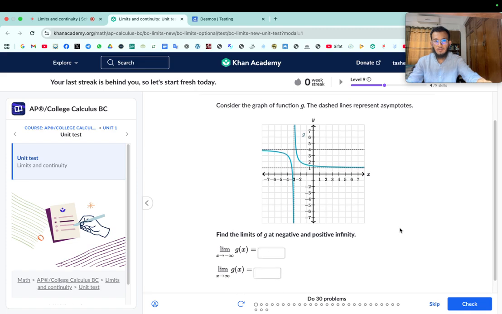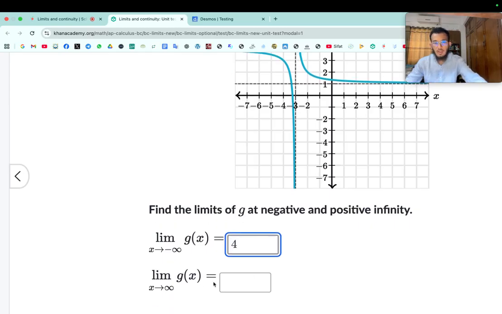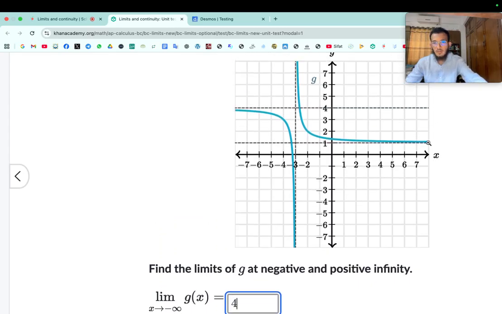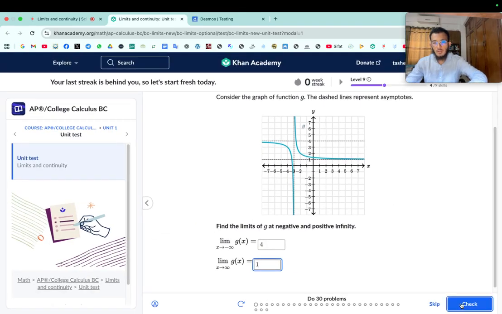Okay, so consider the graph of function g. The dashed lines represent asymptotes. What are the limits of g at negative and positive infinity? Okay, so what is the limit of g at negative infinity? If we approach negative infinity, we can see that the graph is approaching positive 4. And if we approach positive infinity, we can see the graph is approaching positive 1. So that's why they will answer.